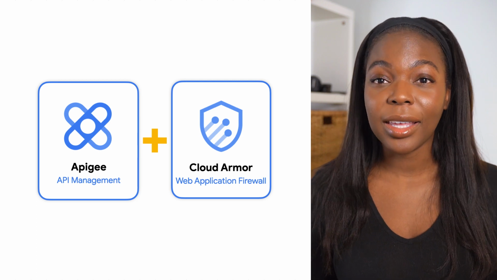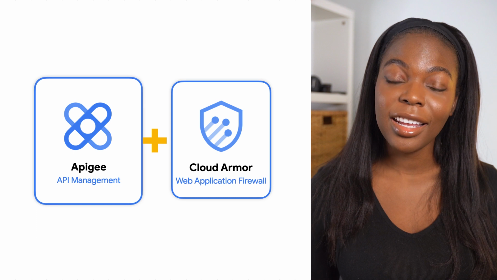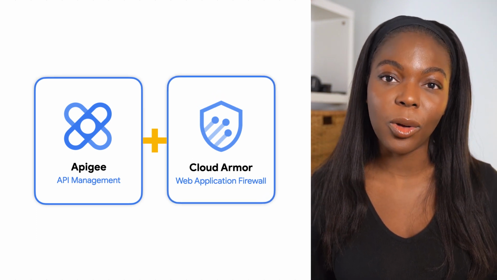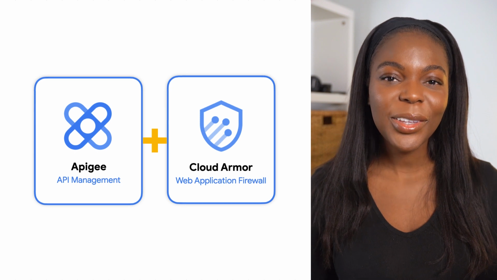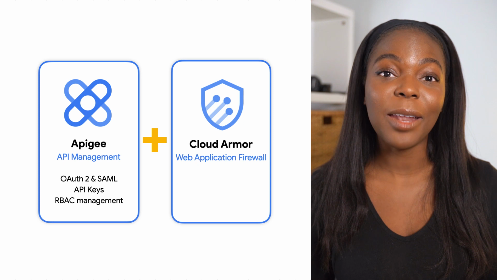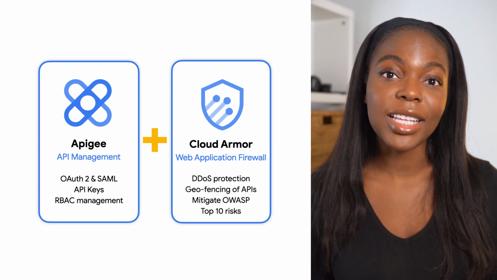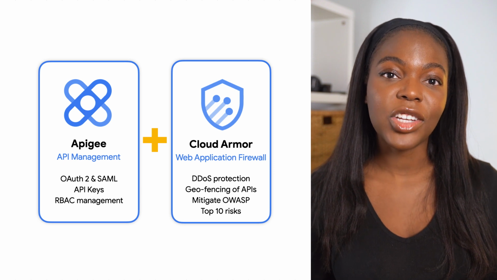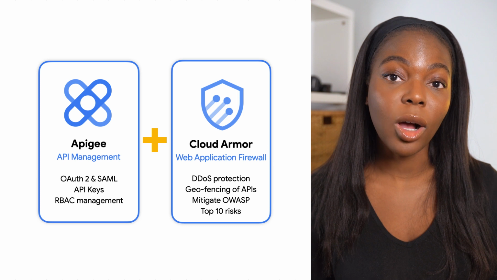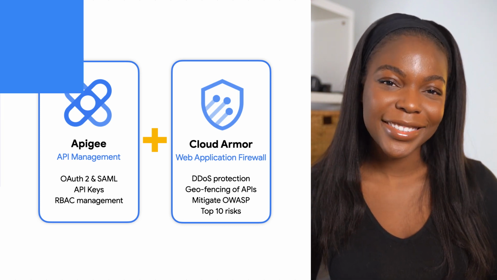To help you protect APIs against security threats, Google Cloud brings together Apigee and Cloud Armor, the best of API management and web application firewall solutions. While Apigee offers OAuth, API keys, and role-based access, and many other API-level security features, Cloud Armor offers network-level security such as DDoS protection, geofencing, and mitigation of OWASP top 10 risks. Let's see a quick demo of how this works.